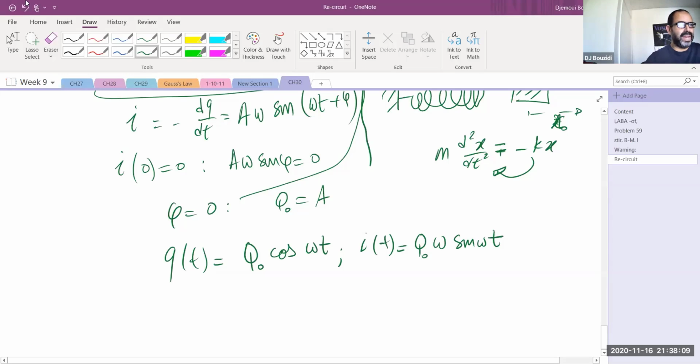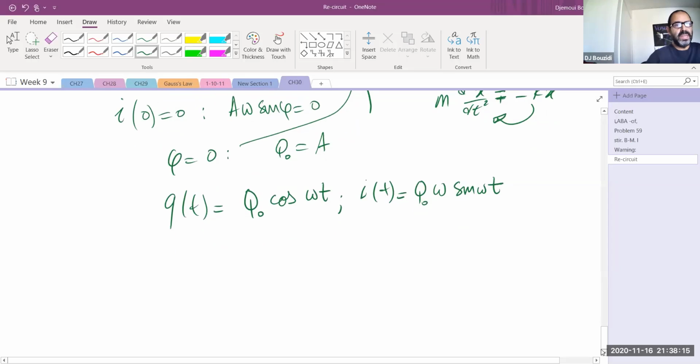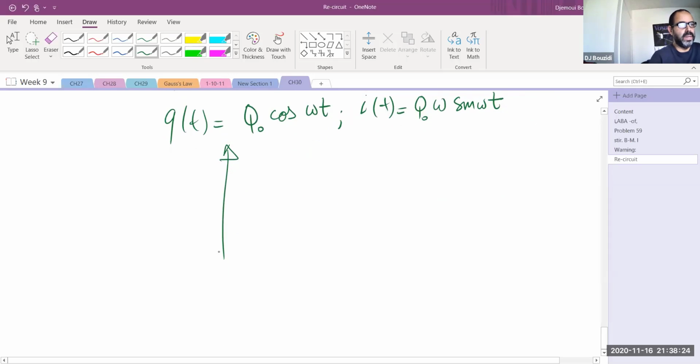Remember, there is a minus in the definition for the current, because that's the rate at which the charge is being discharged. The biggest deal in here is that the charge and the current are, first of all, out of phase. As you can clearly see, one of them is cosine, the other one is sine.